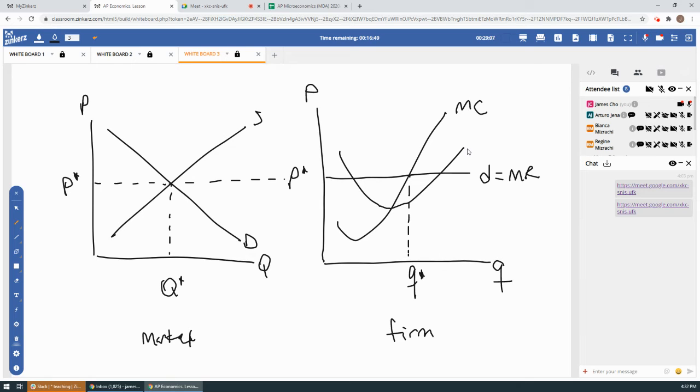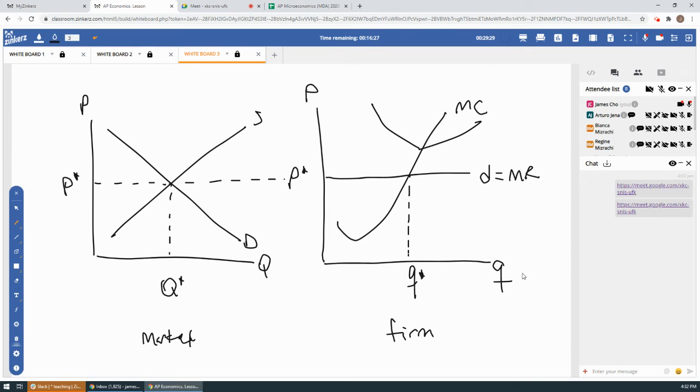If my ATC is there, profits or losses? Profit. Firms come in or firms leave? Come in. Market price increase or decrease? Decrease. Okay. So that means for the firm, they're going to be producing less. Their profits are going to get driven down to zero.